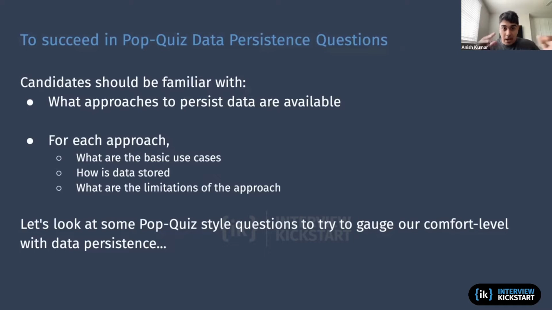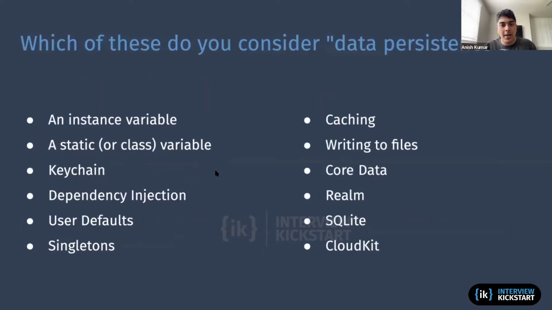So this is how we're going to approach this. If we know these, you'll surely succeed at least in the pop quiz data persistence question, and then we'll tackle the system design as well. So let's really get into the pop quiz style question for data persistence. We'll look at some examples, and I highly encourage you to interact, you've been really good at that, and we'll try to keep that energy going.